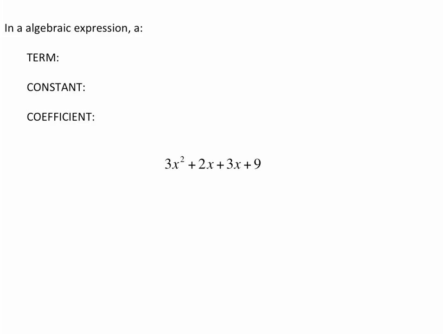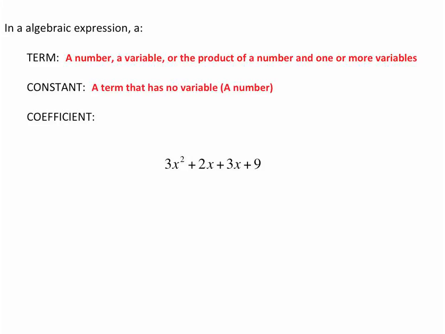So in an expression, a little vocab for you, a term is a number, variable, or product of a number and one or more variables. All right, they're the individual pieces. A constant is a term that has no variable, just a number. It remains consistent. It doesn't change. So it has no vary to it. It has no variable. And a coefficient is a numerical factor of a variable. That's just a fancy way of saying the number that's stuck to a variable.